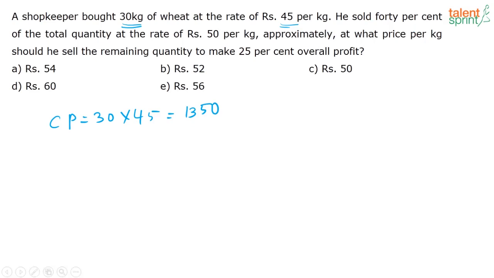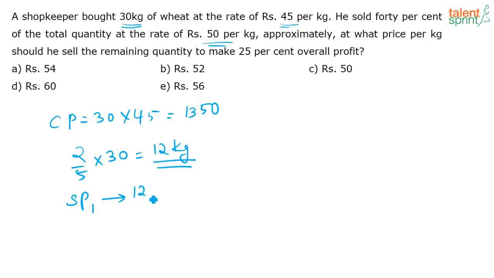He sold 40% of the total quantity at a rate of 50 per kg. In terms of fractions, 40% is nothing but 2 by 5. Correct? So how much is he selling? He is selling 2 by 5 of the 30 kgs, or he is selling 12 kgs. So this 12 kgs, he is selling at what price? At 50 rupees per kg. So what is the selling price of the 12 kgs? Let me take it as selling price 1. The selling price of the 12 kgs is 12 into 50, which is equal to 600. So he is selling the 12 kgs for 600 rupees.